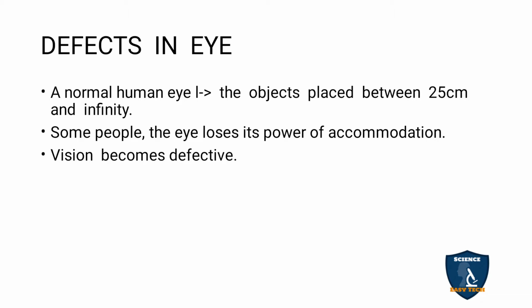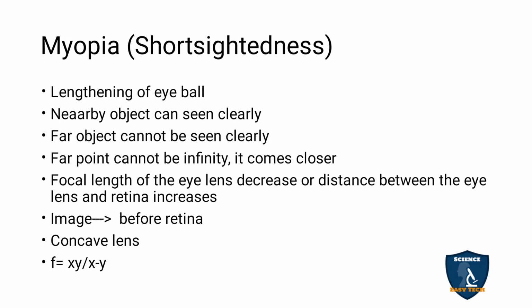If there is a defect, some people cannot see near objects or faraway objects clearly due to some problems. That is what we are going to discuss. The first defect is myopia, shortsightedness.